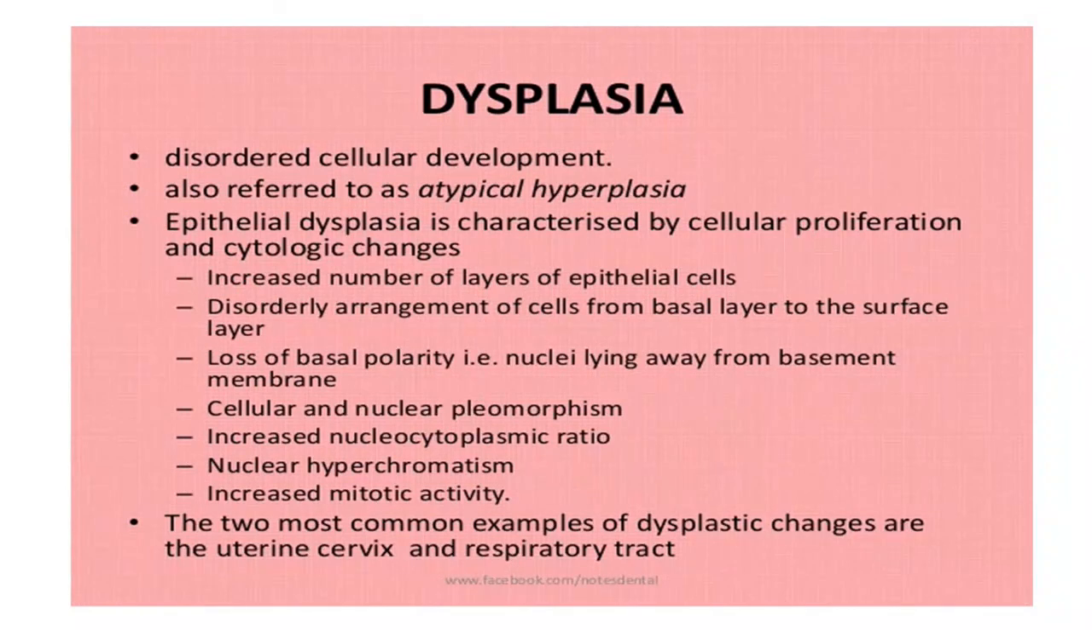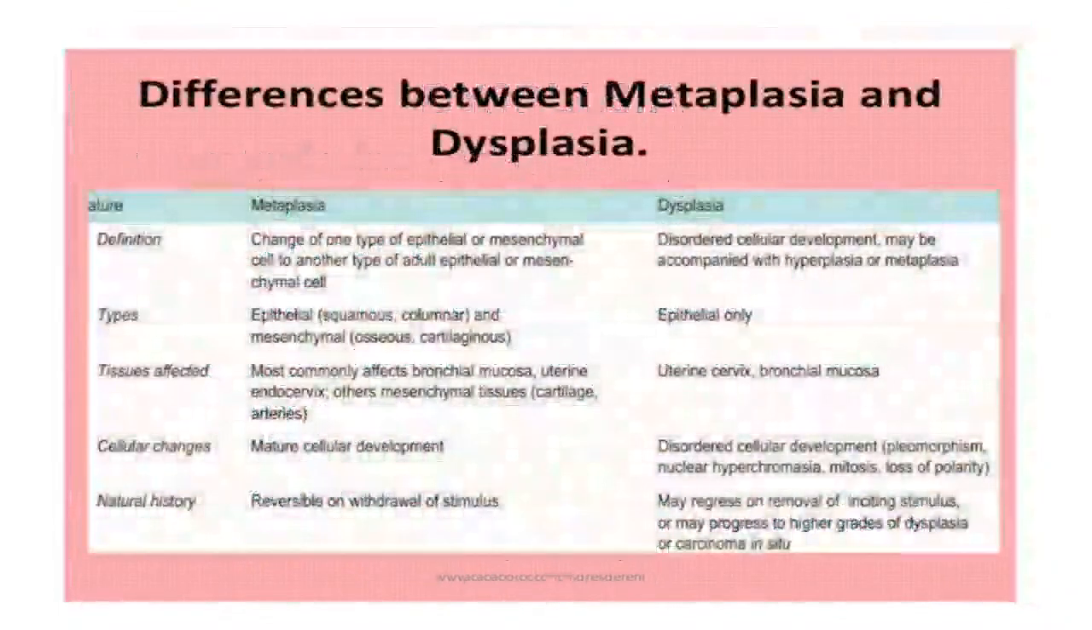Cellular and nuclear pleomorphism, increased nucleocytoplasmic ratio, nuclear hyperchromatism, increased mitotic activity. So all these things will be happening so far as dysplasia is concerned. The two most common examples of dysplastic changes are the uterine cervix and the respiratory tract. So the uterine cervix will be changed in its morphological way.